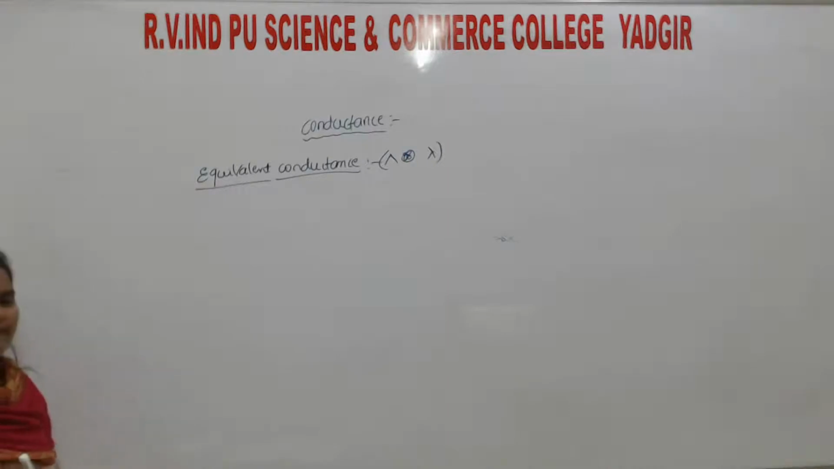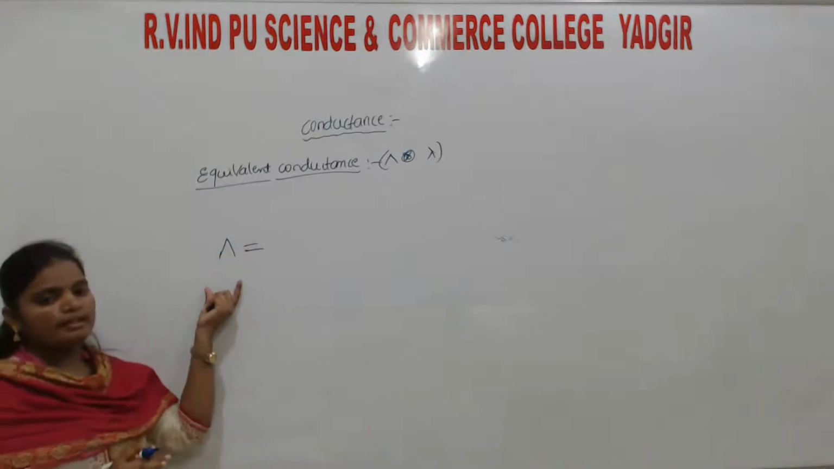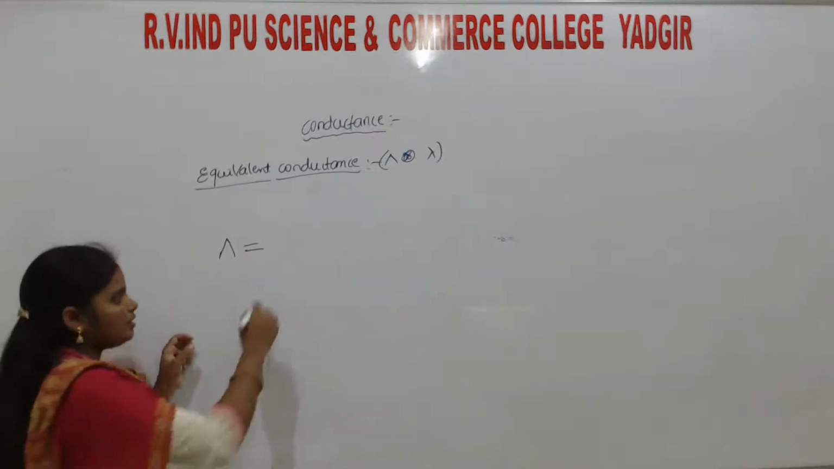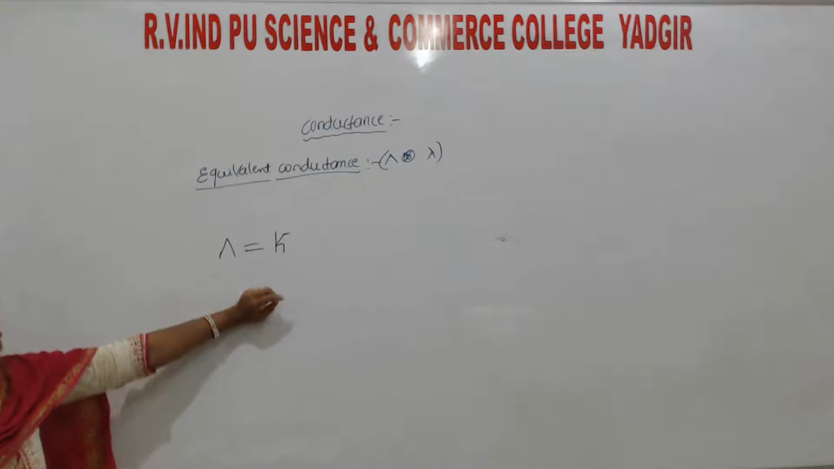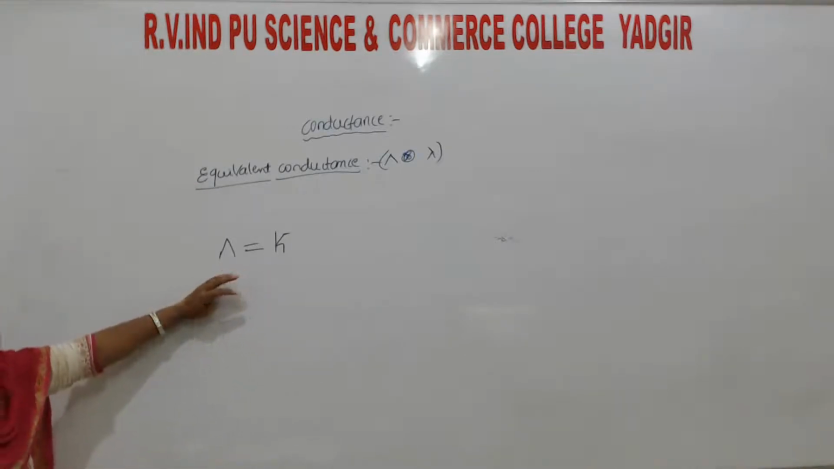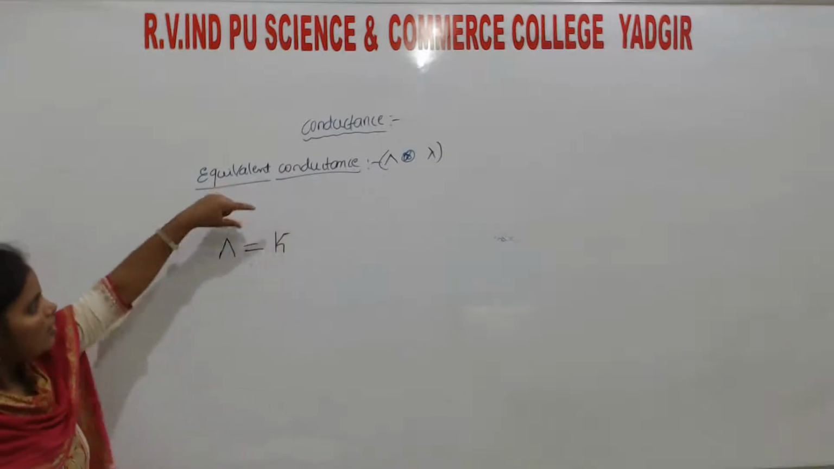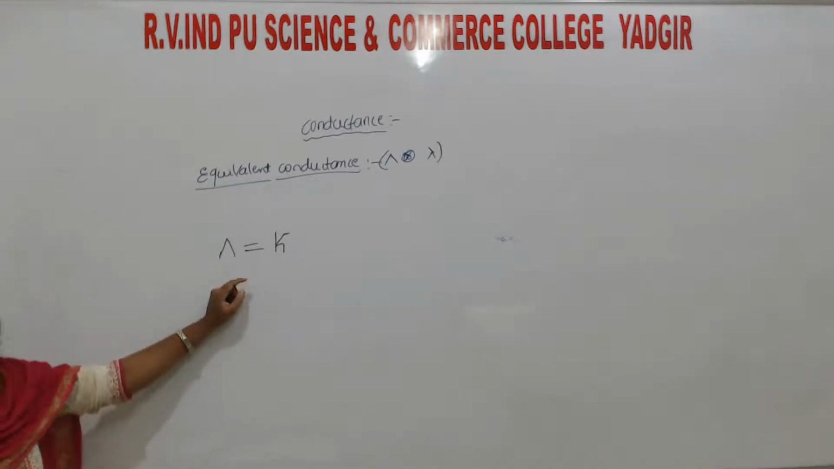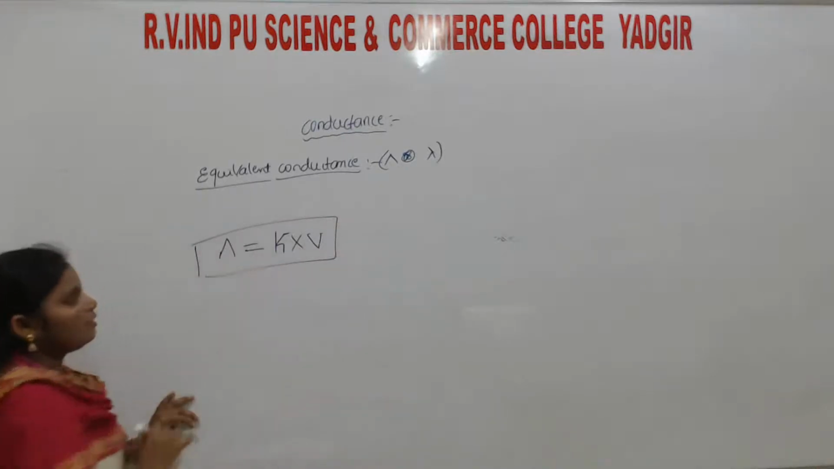It is represented as lambda equals the product of the specific conductance, which is K, kappa, and the volume of the electrolyte solution. Lambda means equivalent conductance: lambda equals kappa times V. This is the equivalent conductance.